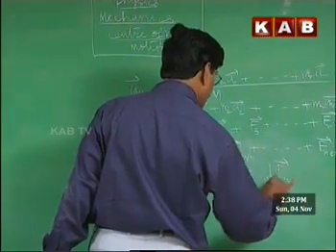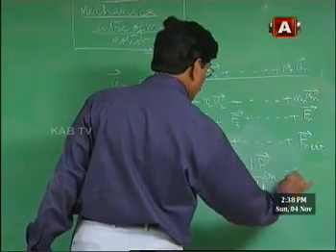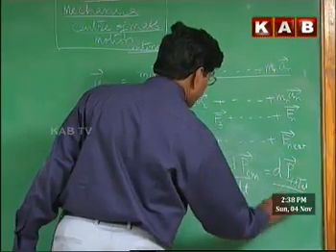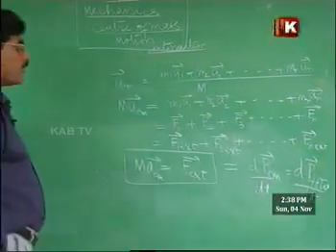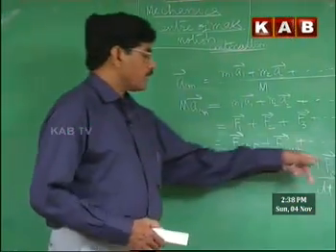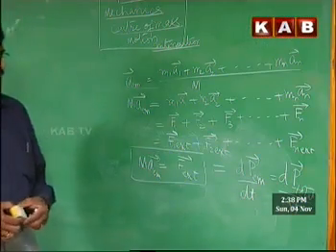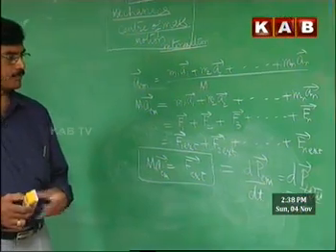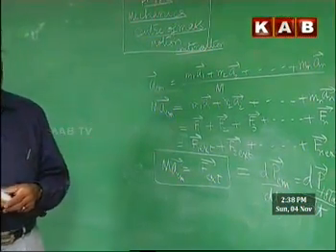This is also equal to dP_CM by dt, the rate of change of total linear momentum, or the rate of change of linear momentum of the center of mass, which is equal to F external, which is equal to m into ACM. This is the equation of motion for the center of mass.